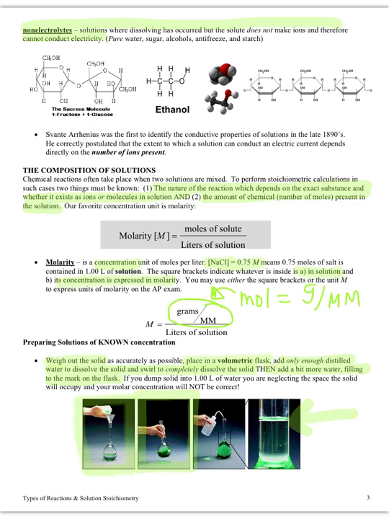So quick question: why wouldn't we simply fill the volumetric flask all the way to its mark, to the 1 liter mark here, and then add that massed-out solid? Why can't we add the solid to 1 liter of solution and be done?